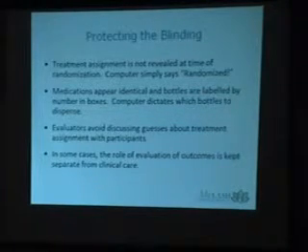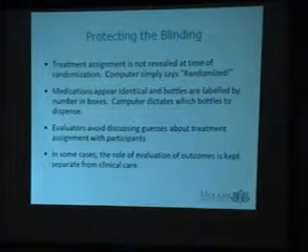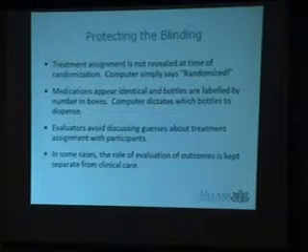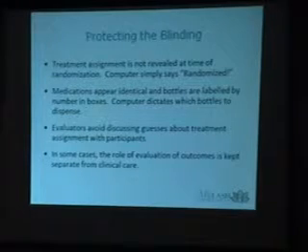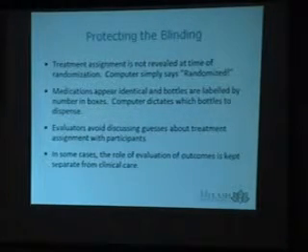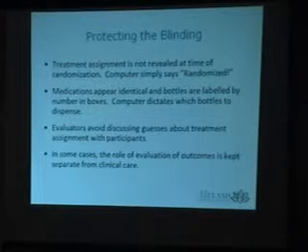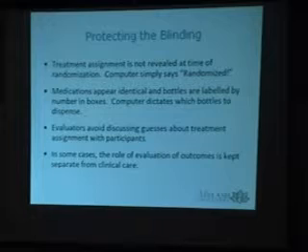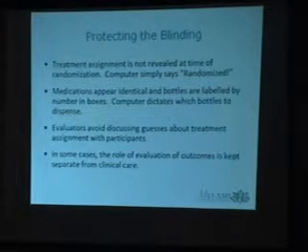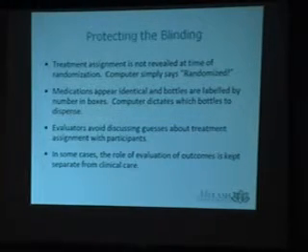Evaluators avoid discussing guesses about treatment assignment with participants, and I imagine this is something that you just have to be a little bit vigilant about. You don't want to talk to people about what they think they're on if you can avoid it. You don't want to ask them questions that might reveal their treatment assignment to you. Although we'll be monitoring for symptoms and safety, and they will be answering questions on an individual level and entering them into the database. Everybody will be doing that.